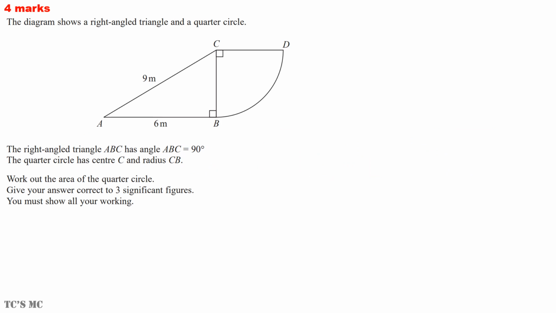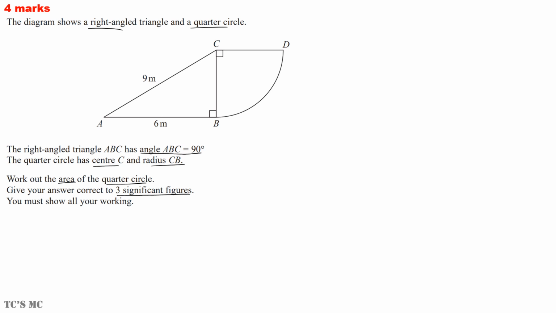The diagram shows a right-angled triangle and a quarter circle. The right-angled triangle ABC has angle ABC equal to 90 degrees. The quarter circle has center C and radius CB. Work out the area of the quarter circle. Give your answer correct to 3 significant figures. You must show all your working.